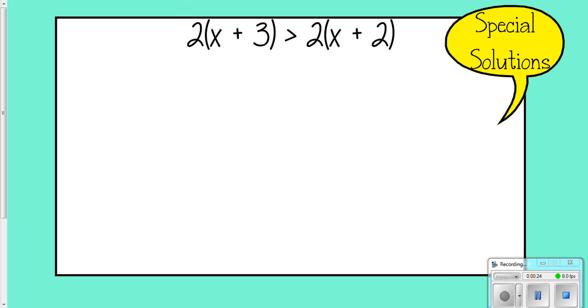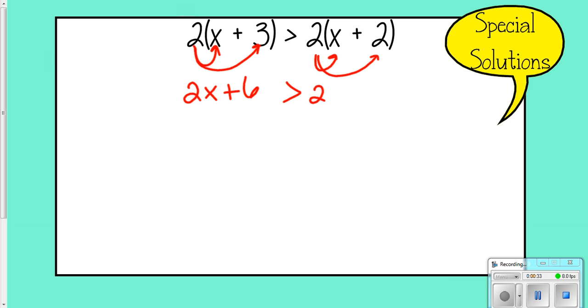So let's go ahead and just solve this out. I'm going to start with distributing my 2. So 2x plus 6. Bring down my same inequality symbol. Distribute this to 2x plus 4. Okay. Well, again, I'm always going to begin by moving my variables to one side. So I'm going to subtract 2x from both sides. Okay, so I've got 6 is greater than 4.